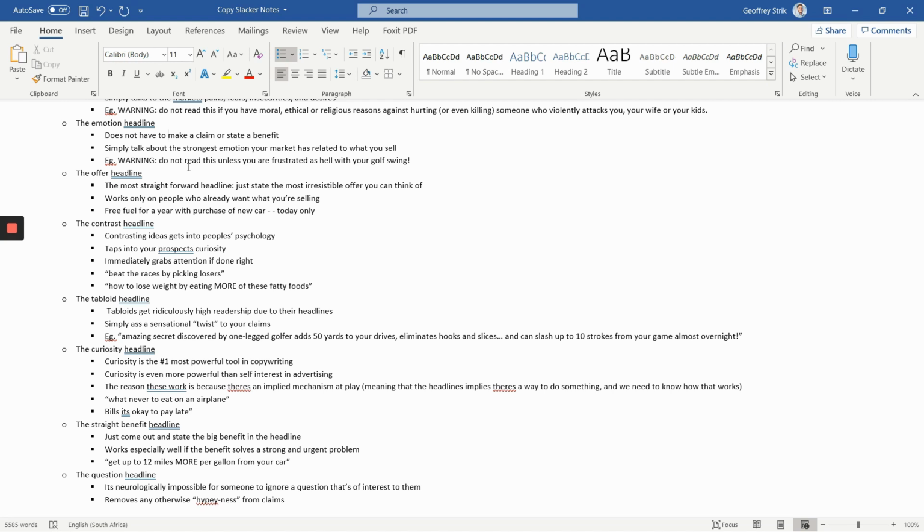How to lose weight by eating more of these fatty foods. There's another contrasting headline because one would assume that you should eat less fatty foods if you'd like to lose weight. So people are naturally curious as to what it is you're going to have to say. The tabloid headline. Tabloids get ridiculously high readership due to their headlines. Simple as sensational twist. Simply add a sensational twist to your claims.